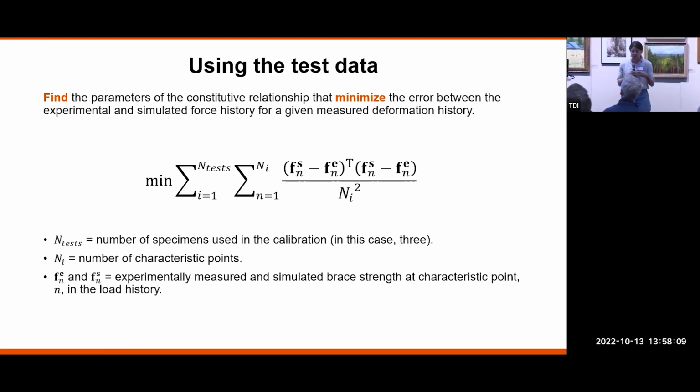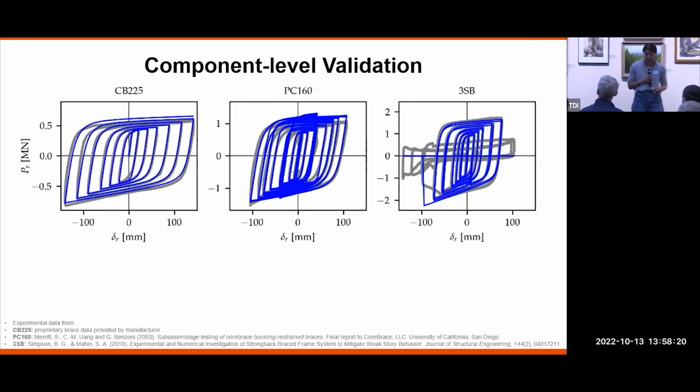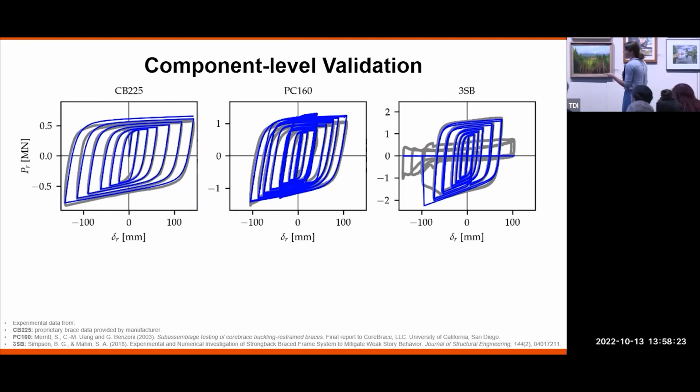But you can imagine having a number of different experimental data points that you can then minimize the mismatch between your experimental and numerical models. And so this is just an example for the BRB test data. This is still a work in progress. And so we have the experimental data in gray, and then the blue is the output from our numerical model.